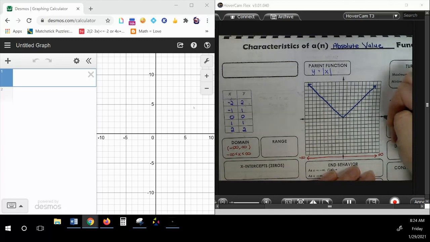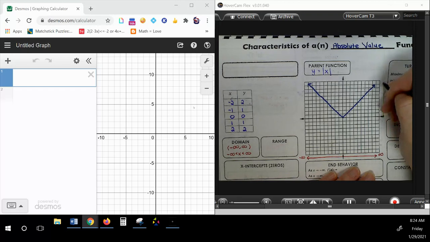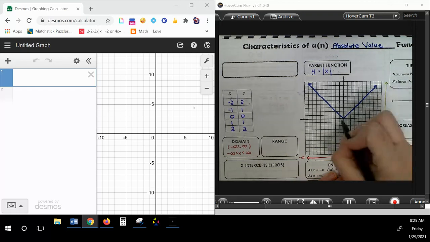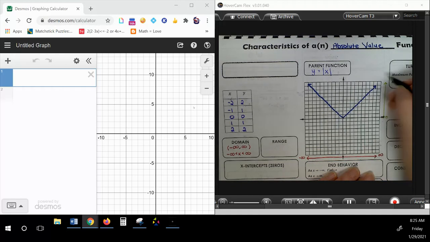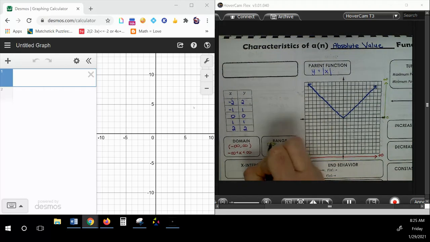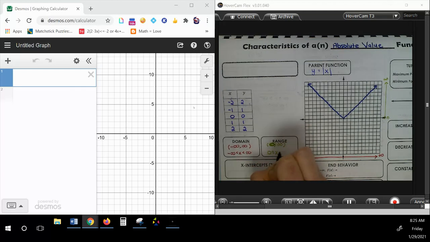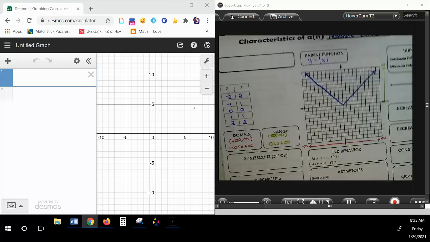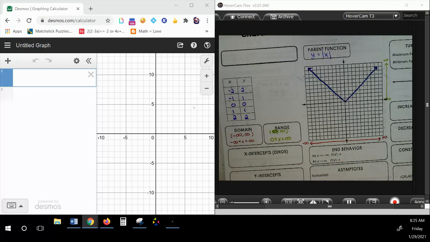It starts here, but with a point, and we keep seeing it, and it ends with arrows. This point is located at 0, and this goes to infinity. So the range is 0 to infinity, or 0 is less than or equal to y is less than infinity. The x-intercepts, there's just one right there at 0, 0. There's one y-intercept at 0, 0.